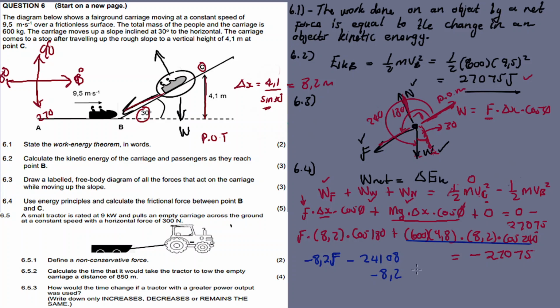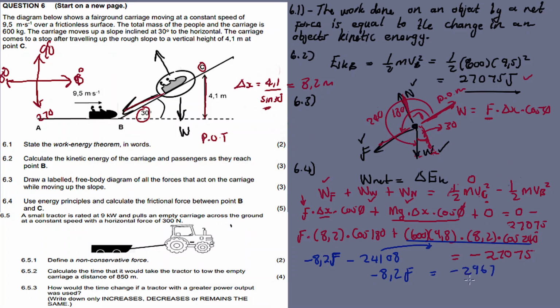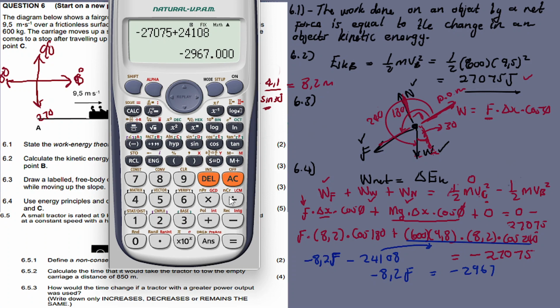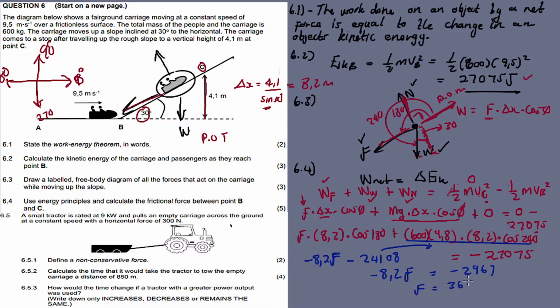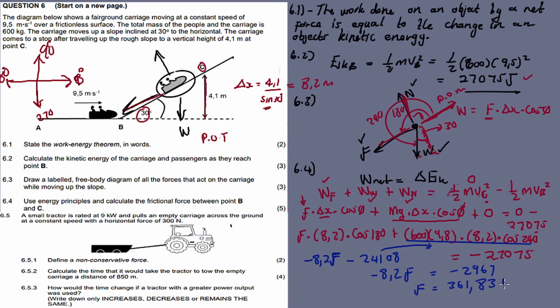Then we go minus 8.2 frictional force. We transpose this one, it becomes negative, so this is negative: 27075 plus 24108. Answer: negative 2967. Divide by negative 8.2. Now answer it: 361. The frictional force is 361.83 newtons. This is our answer.